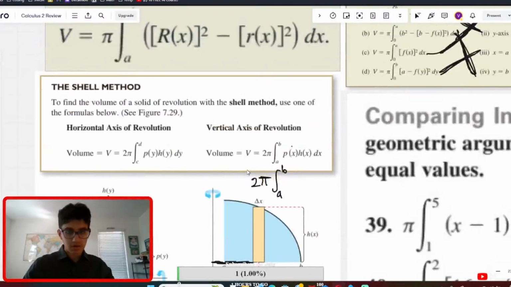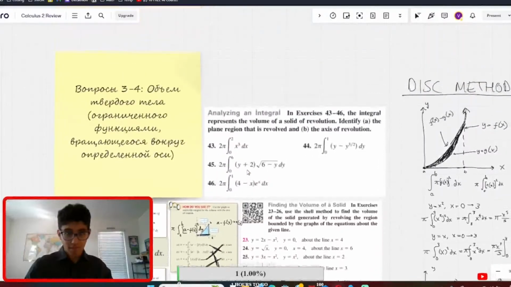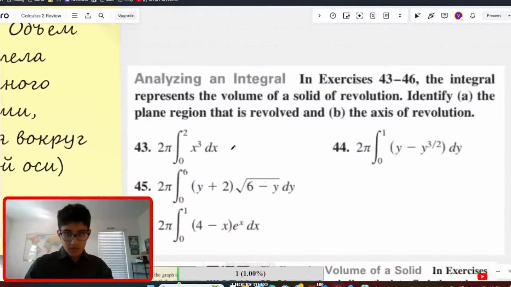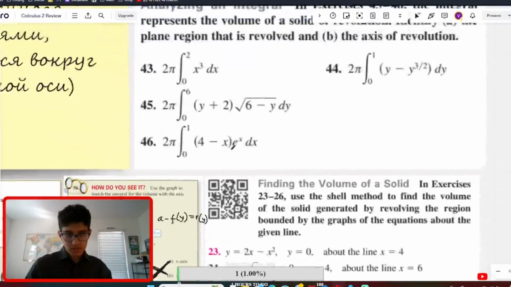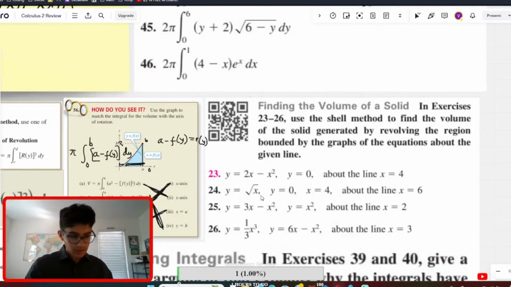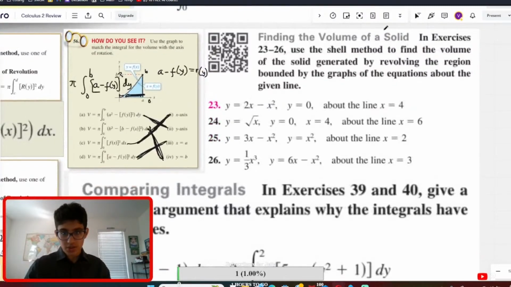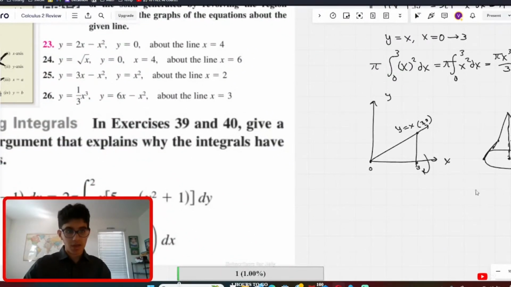So okay, let's just do some practice because there's a lot of stuff over here. Let's begin with this. Okay, there's no practice over there. That's other stuff. Let's go for these questions over here. Okay, these ones. We aren't going to do all. We'll just do maybe one or two. The first one is 2x minus x squared, y equals 0, and you're rotating it about the line x equals 4.